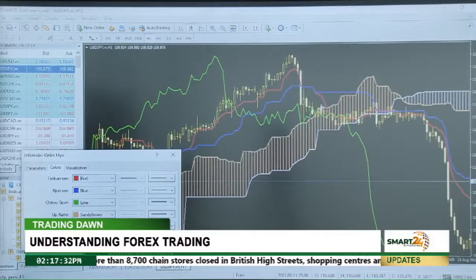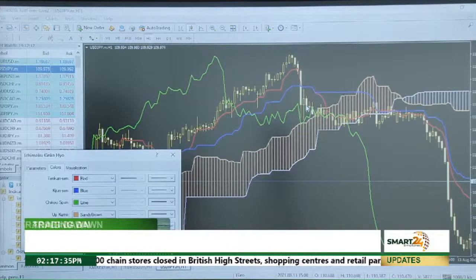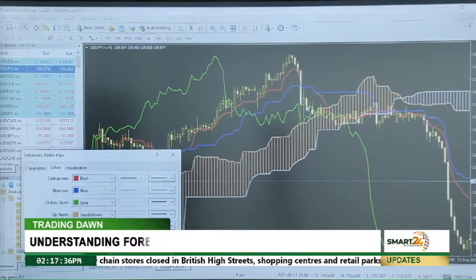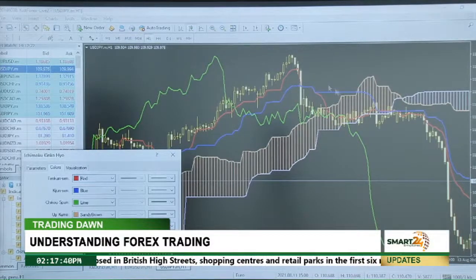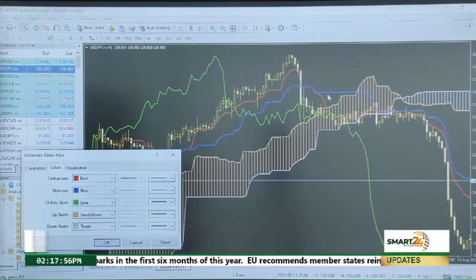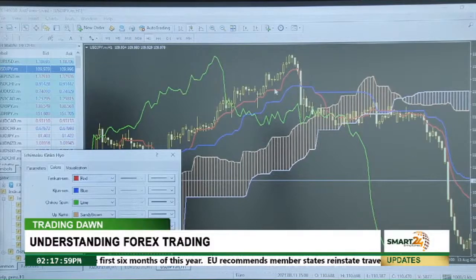Price here has now moved below the Tenkan Sen and the Kijun Sen, and these two have now reversed each other. The Chikou Span is still above the cloud, and here it's within the cloud together with price, but we already have the Kijun Sen above the Tenkan Sen. When price was bullish, red was above blue. Now blue is above red. So there, things have started turning around.